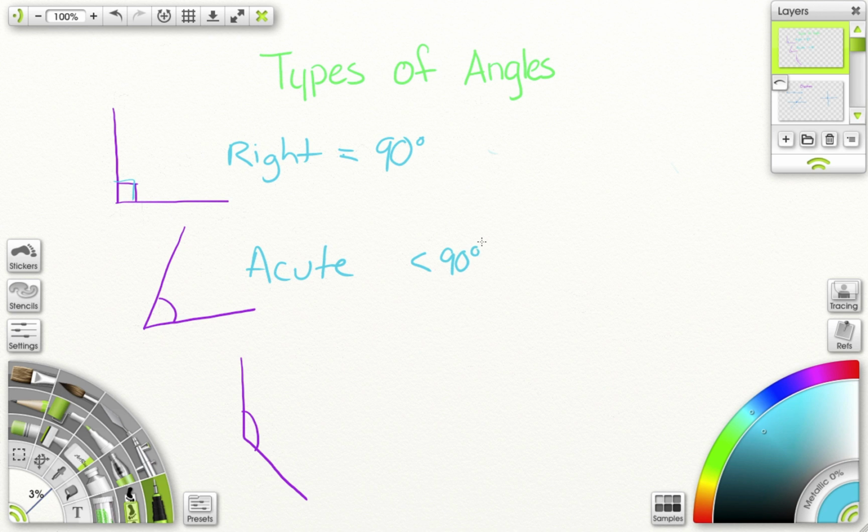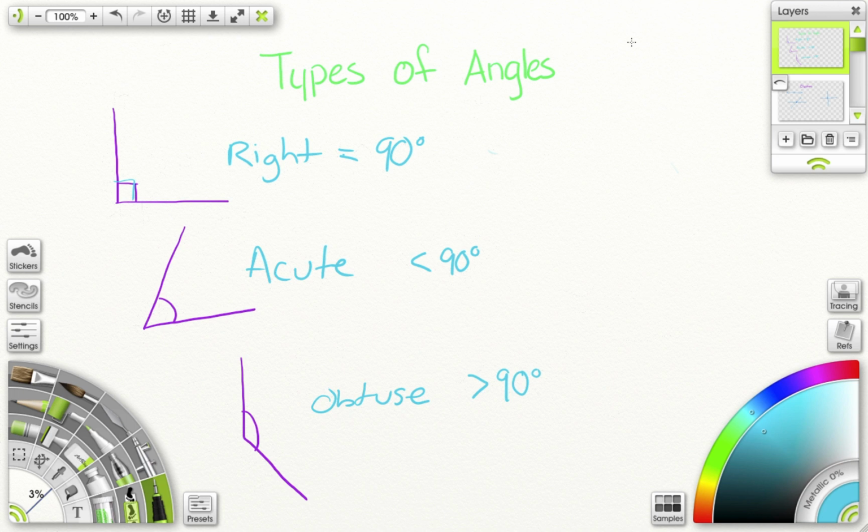Okay. The last one we have here is called an obtuse. The way to remember obtuse is it sounds a little bit like obese. Obese means big, so obtuse is big. And that means it is greater than 90 degrees. So it is a larger angle than 90 degrees. That means it has to be at least 91 plus. This one has to be 89 minus or less. And those are your three types of angles.